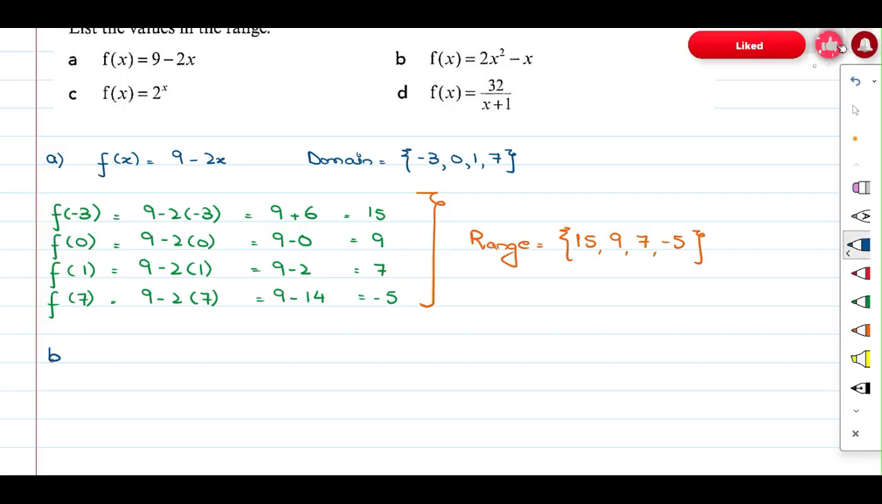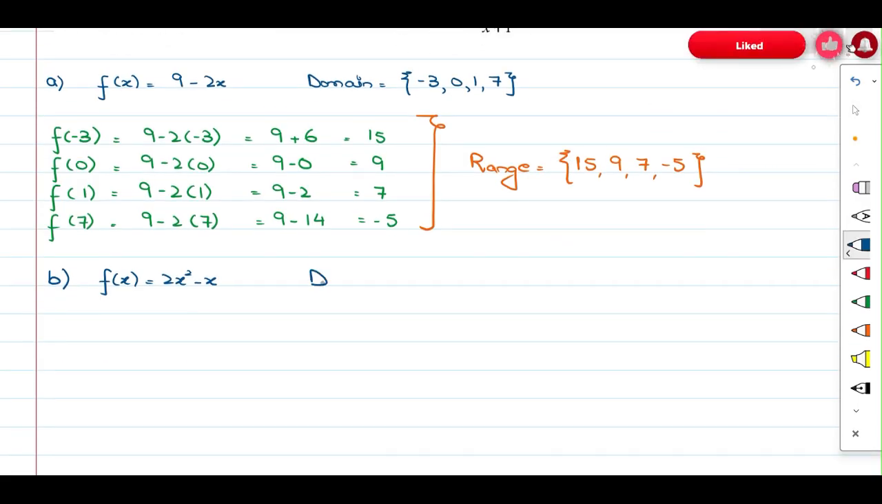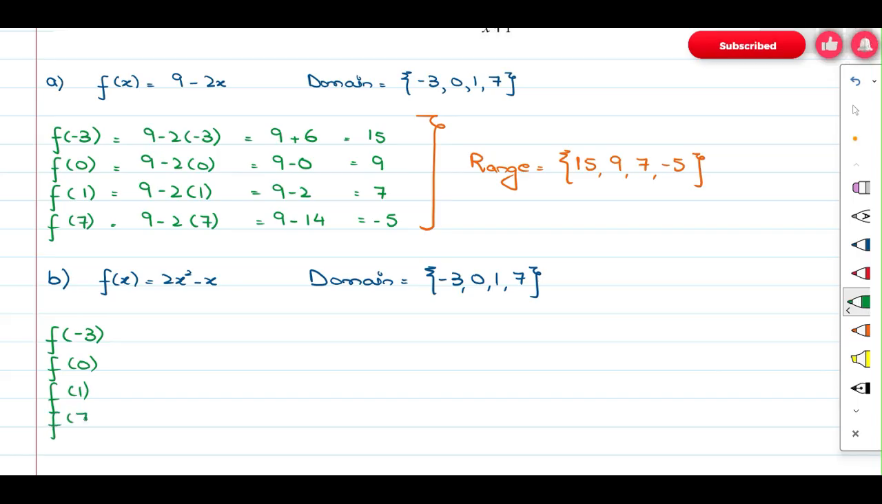Let me do part B. We have the function f of x is equal to 2x square minus x. It is a quadratic function. The domain of this function is given to us. The domain is minus 3, 0, 1, and 7. These are the possible values of x which we have to input, right? Now we need to solve for the range. So the range is function value at minus 3, f of 0, f of 1, and the last one is f of 7. Okay, let me solve that.